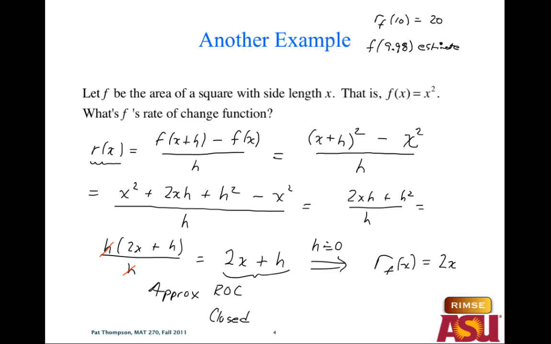So here's a good little exercise. We'll make that for Wednesday's homework. Interpret this. Fully interpret the value of 20. Write an expression that estimates f of 9.98 and interpret. Okay, so that'll be a good little exercise.